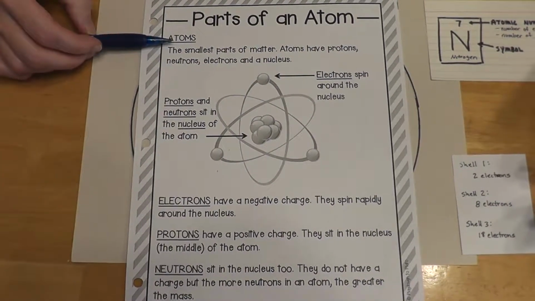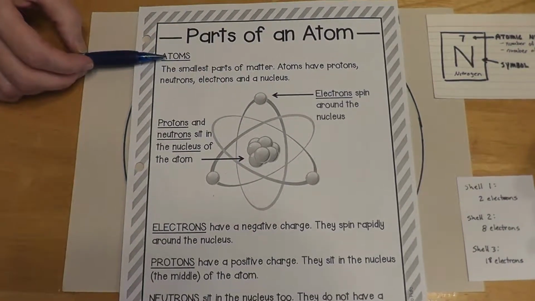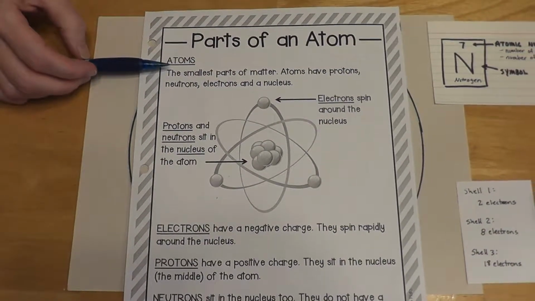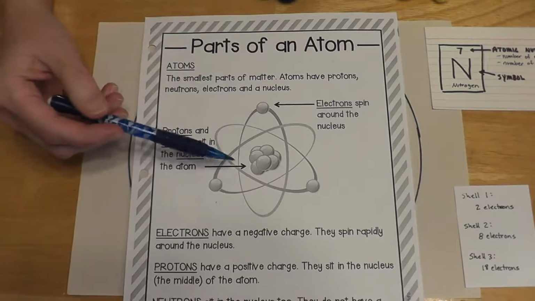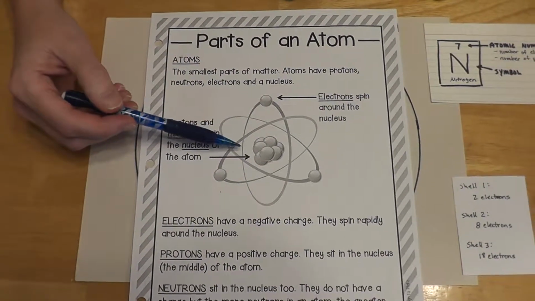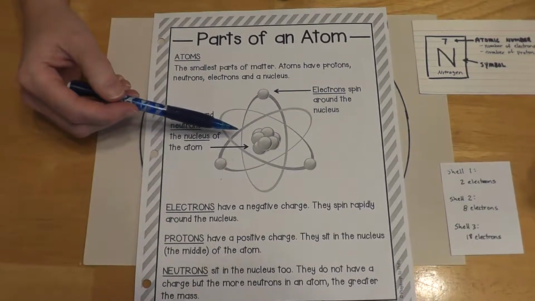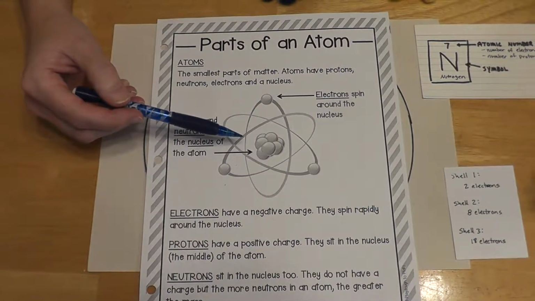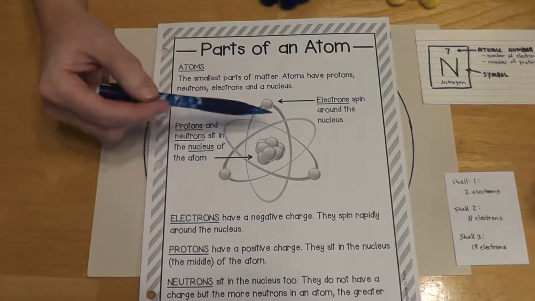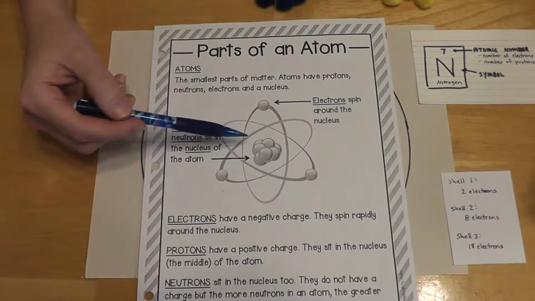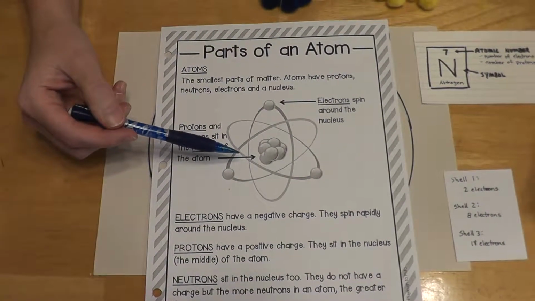So a quick review: atoms are the smallest parts of matter. They're made up of protons, neutrons, and electrons. In the middle of the atom is the nucleus, and that's where the protons and the neutrons are. Protons have a positive charge, and neutrons do not have a charge, so they're neutral. And then in different shells around the nucleus would be the electrons, and they carry a negative charge.